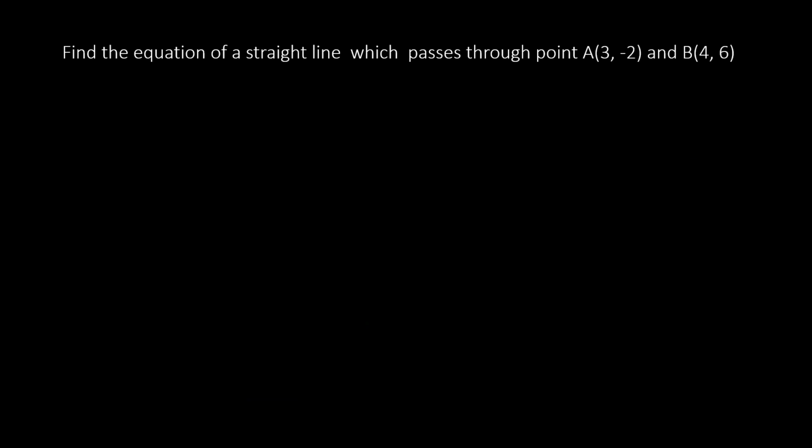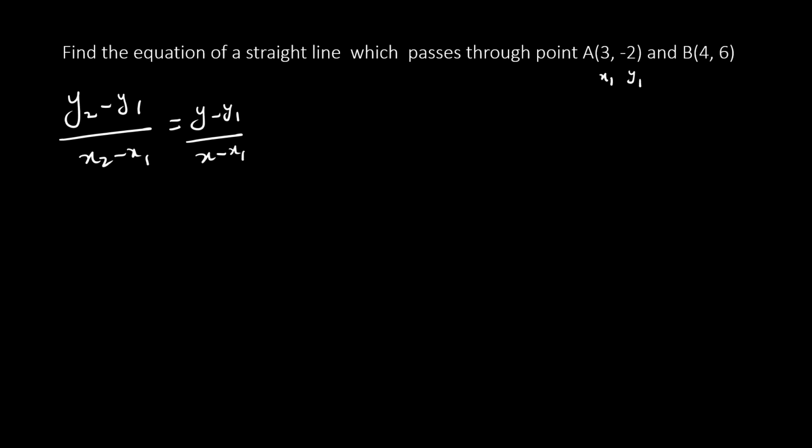We have an example here. Find the equation of a straight line which passes through the point A with coordinates (3, -2) and point B (4, 6). We are going to use the formula (y2 - y1)/(x2 - x1) = (y - y1)/(x - x1). Then we have our 3 to be x1, and this is y1, x2, and y2.